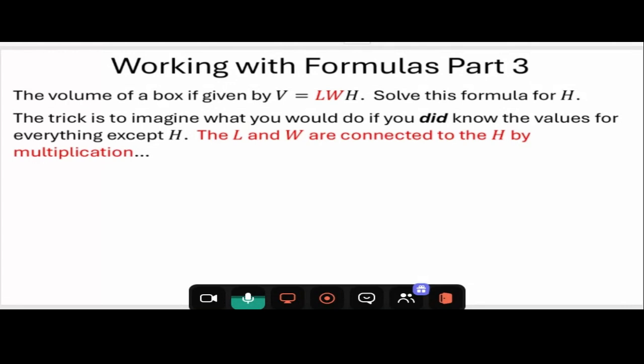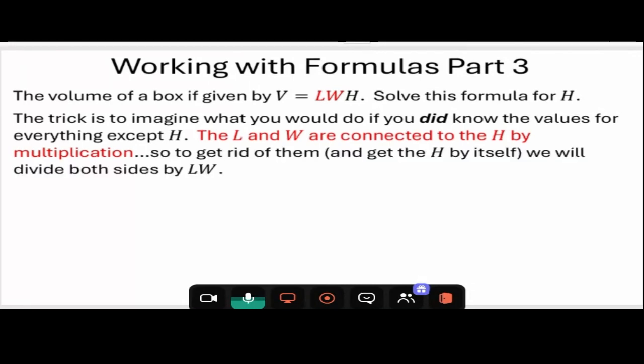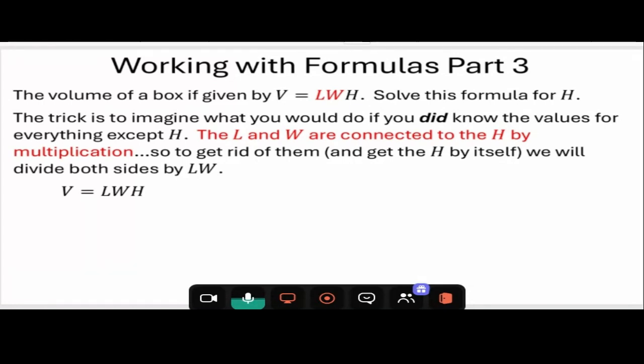So what we notice here is that the L and the W are connected to the H by multiplication, and H is the thing we want to get by itself. Well, how do we get rid of multiplication? By dividing, right? So the opposite of multiplying by L and W is to divide by L and W. So there's our equation, V equals LWH. And we say, I want to get the H by itself. So we have the H being multiplied by L and W. The opposite of multiplication is division. So dividing by L and W is how we will make those go away.